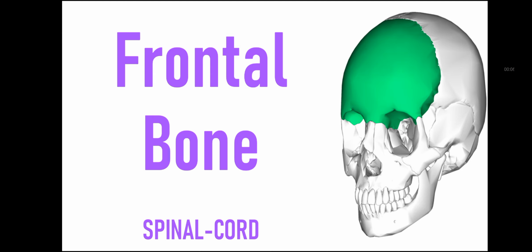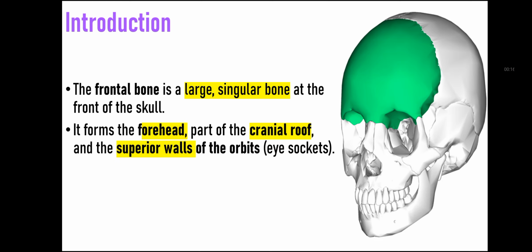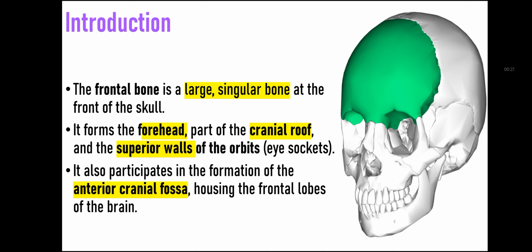And here at the side you can see the diagrammatic representation of frontal bone for the reference. So let's start our topic introduction. Frontal bone is a large singular bone at the front of the skull. It forms the forehead, part of the cranial roof and the superior wall of the orbit or eye socket. It also participates in the formation of the anterior cranial fossa that houses the frontal lobes of the brain.